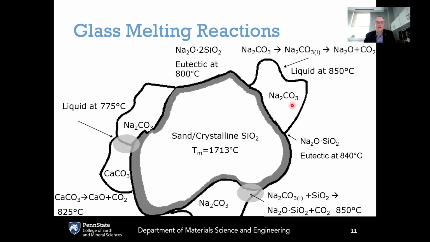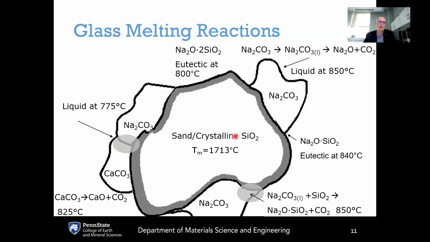Now, these modifier oxides are going to react with silica to form lower melting temperature compounds. For example, the sodium oxide that forms will react with silica and make this sodium silicate compound, which is a eutectic at 840 degrees C. And now it has a much lower melting temperature compared to the pure quartz sand, which means that we're able to melt this at much lower temperatures. So we don't actually need to get up to the melting temperature of silica because of these reactions in forming the compounds with silica.